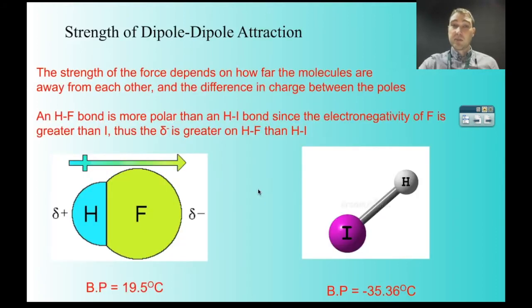So the strength of dipole-dipole attractions depends on a few things. It depends on how far away the molecules are from each other, and that's determined by temperature, but also bond length, so how long the covalent bond is, but we're not going to go into that in much detail. But the key thing is the difference in charge between the poles. So the greater the electronegativity difference, the greater the difference in charge between the poles, and that means your delta negative will have a stronger delta negative, and your delta positive will have a stronger delta positive if the difference in electronegativity between the atoms is greater.